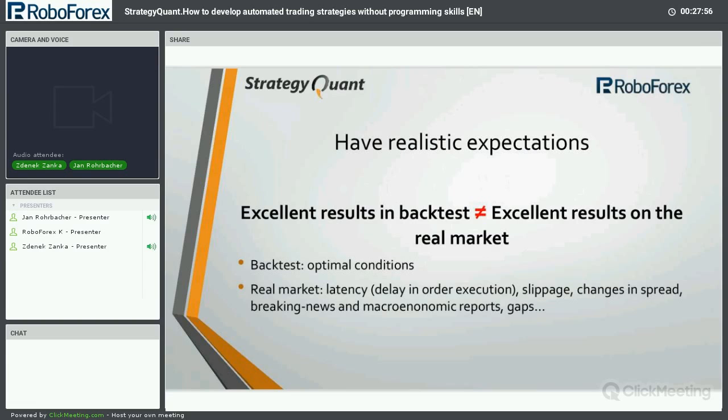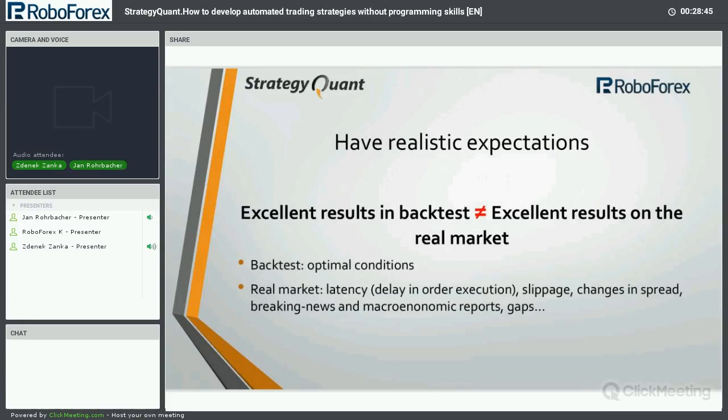What I mean is, a backtest is always run under optimal conditions. On the other hand, on the real market, you can experience many different things you would not even consider when you are backtesting, such as changes in the spread, especially during some macroeconomic news release. There are market gaps on forex, especially between Friday and Monday when there is some major event during the weekend, like elections or the Trump thing. Also, orders can get delayed, not being executed instantly, but after some time.